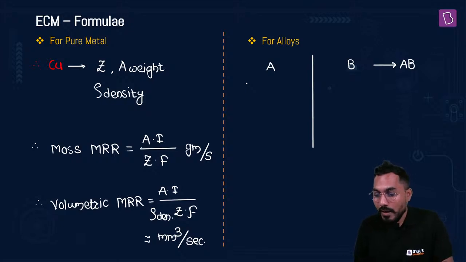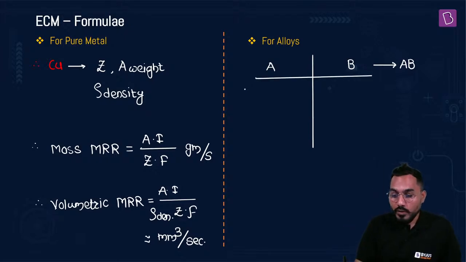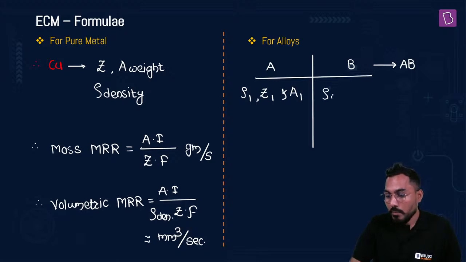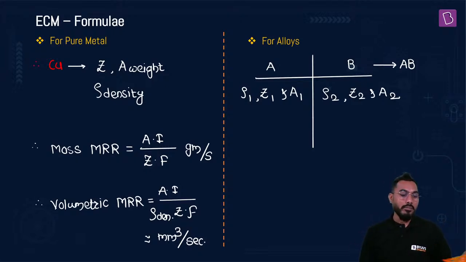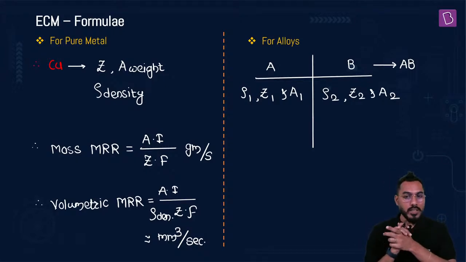So we can easily write here in a simple manner. A material and B material are two different materials. They have their own values of density, I'll say rho 1, their own valency Z1, and their own gram atomic weight, let's say A1. The same thing is applicable to B also: rho 2, Z2 and A2. I am taking a hypothetical example here.